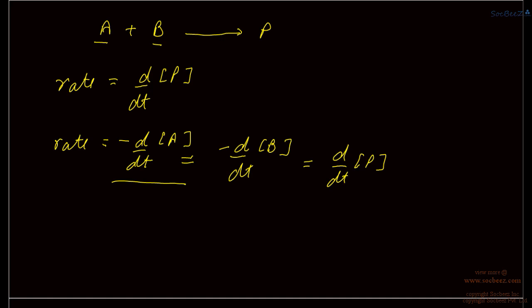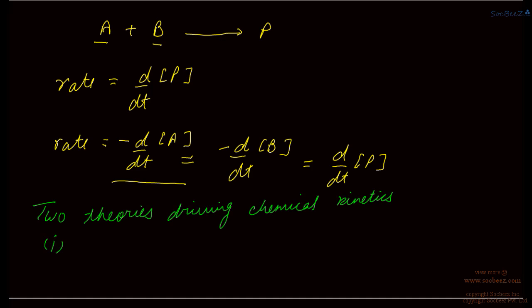Now, what drives that reaction? This must be a question in your mind. A reaction is always driven by collision of molecules. When A and B are colliding with each other, they are giving us products. So there are two theories which drive chemical kinetics. The first theory is known as collision theory, and the second theory is known as transition state theory.